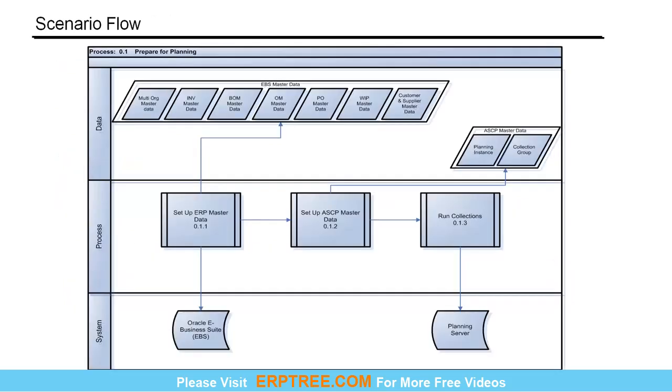So the scenario flow is like, for the ASCP to function properly, we have to have all the modules in place wherein the ASCP will collect the transactional data and the master data. All the modules in the sense like it has to have the multi-org master data setup, the inventory setup, the BOM setup, the OM setup, the PO setup, the WIP setup. So all the modules have to be set up in the instance before we can go ahead and implement ASCP.